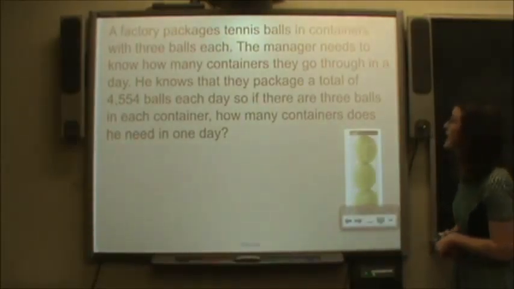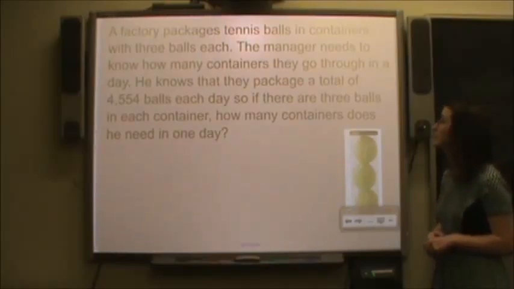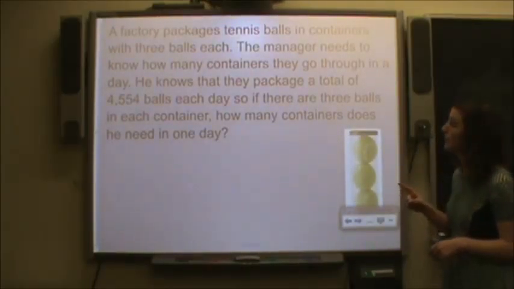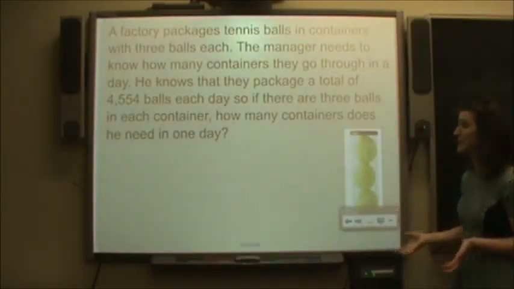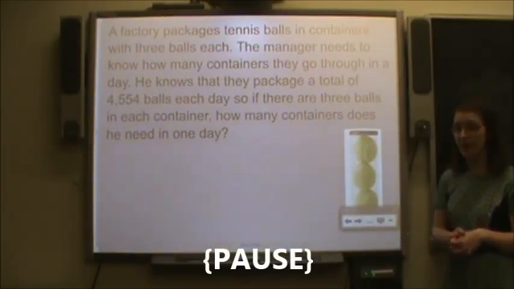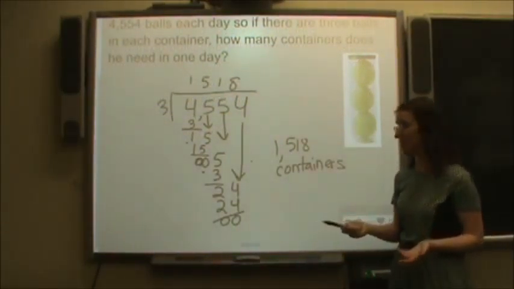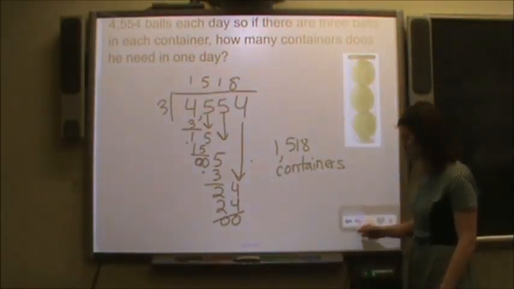A factory packages tennis balls in containers with 3 balls each. The manager needs to know how many containers they go through in a day. He knows that they package a total of 4,554 balls each day. So if there are 3 balls in each container, how many containers does he need in one day? So we know how many balls he packages and we know how many balls are in each package. So you need to figure out how many containers he needs. Pause the video and solve that now. He's going to need exactly 1,518 containers, and there's no remainder, so we don't have to worry about that. It makes exactly the right amount of tennis balls.